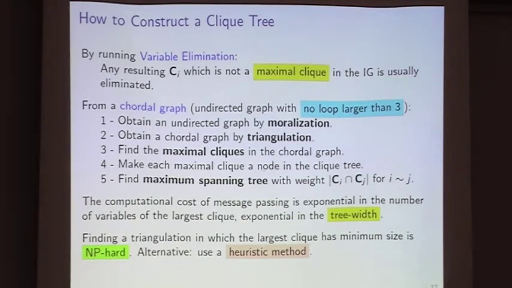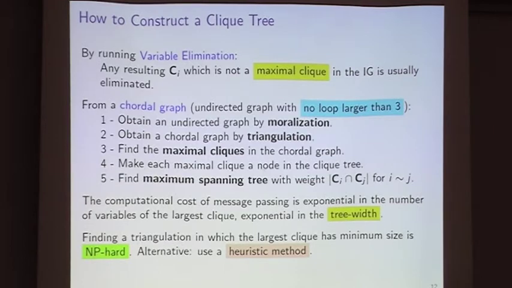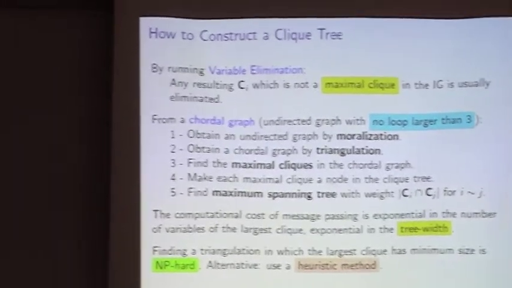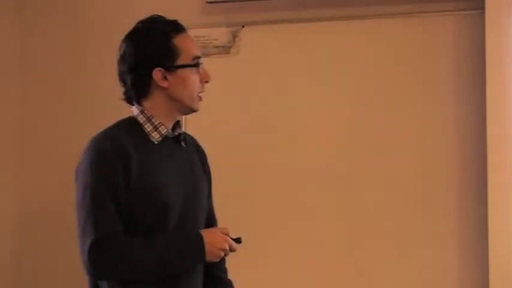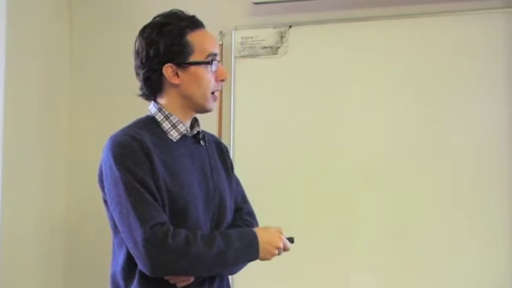So we have seen that variable elimination can be interpreted as doing message passing in a clique tree. The problem is how do we get this clique tree? And one possibility is we have seen that just a single execution of variable elimination produces a clique tree. But there are other ways to obtain a clique tree. For example, from a chordal graph, which is going to be just one of the induced graphs that could have been generated during the execution of variable elimination. A chordal graph is just an undirected graph with no loop larger than 3, and all the induced graphs will be chordal graphs.